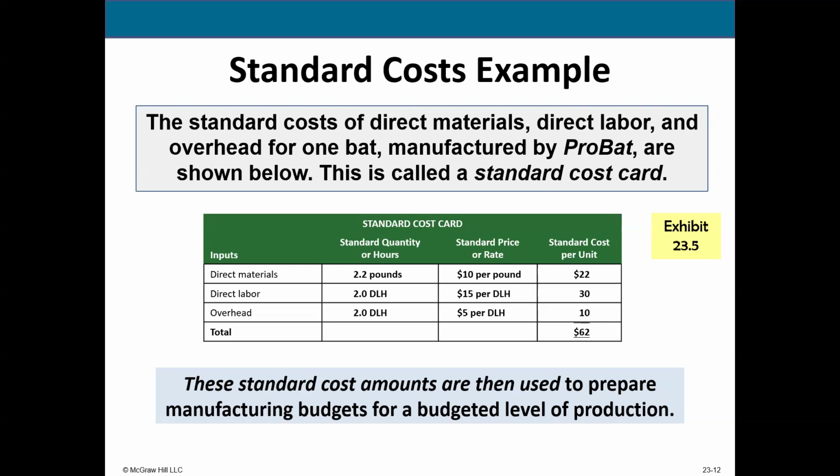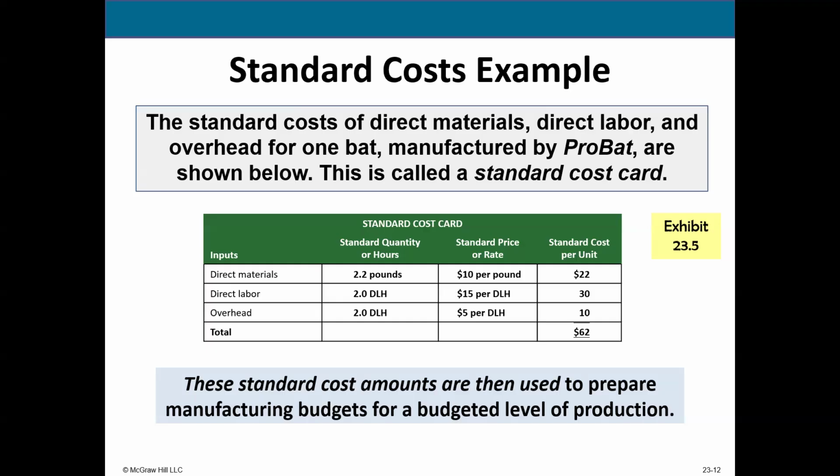It takes my employees an average of 2 hours to produce one baseball bat, and I pay my employees $15 per hour. So that gives us a standard rate of $30 per unit, per baseball bat. And then for overhead, my standard is 2 direct labor hours at $5 per hour. Per baseball bat, that's 10 bucks. So I add up all my standard costs, and it usually takes me about $62 to produce one baseball bat. So those are my standard costs.